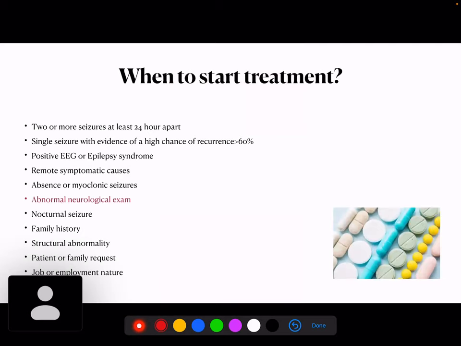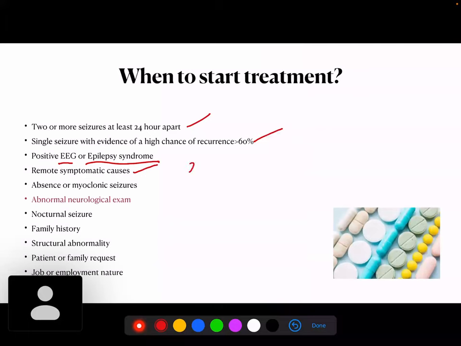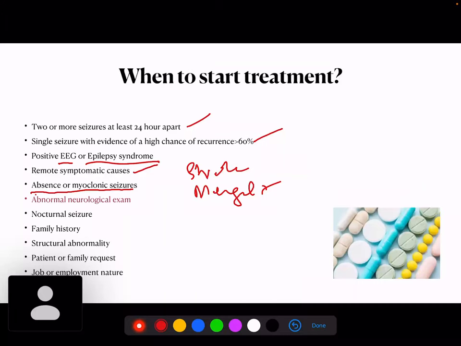Now, very important, when to start treatment. Basically, whenever a diagnosis of epilepsy is confirmed, which is when two or more seizures happen 24 hours apart. Or a single seizure with evidence of a high chance of recurrence, more than 60%, which means a positive EEG or an epilepsy syndrome, or a remote symptomatic cause. For example, any patient who had a stroke 1 year back or meningitis 2 years back and now has seizures, or a bleed and then follow-up seizures. If the patient has absence or myoclonic seizures, then you start the medication. They are liable to happen again, almost 100%.